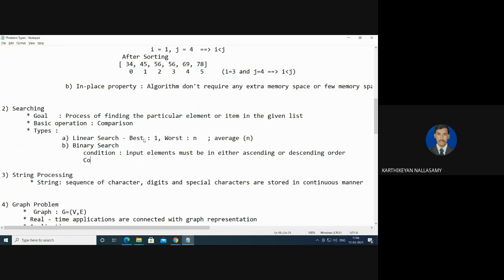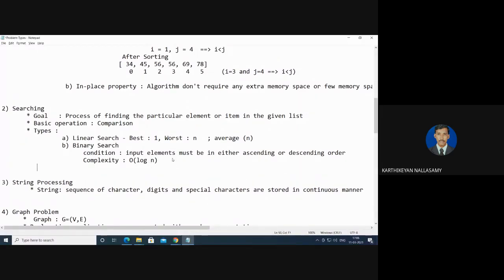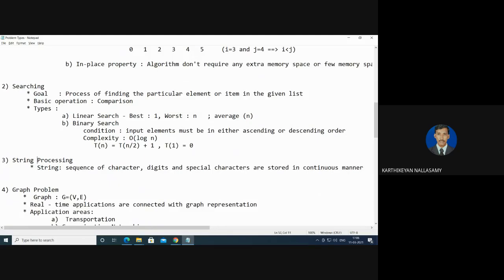So the complexity for binary search is log n, because we divide into two problems, so it is log n base 2. We take only one half, not both halves, so it comes under log n. We can implement it as a recurrence: it is n by 2 plus 1, because one additional comparison is needed, and if the number of elements is 1, there is no need for any comparison, so that's 0. Sorry, only one comparison is needed, so it is 1.